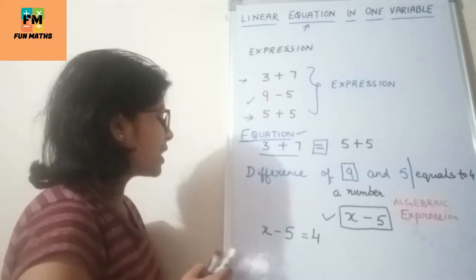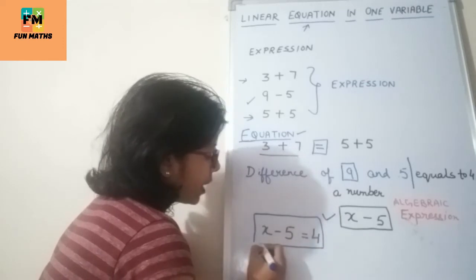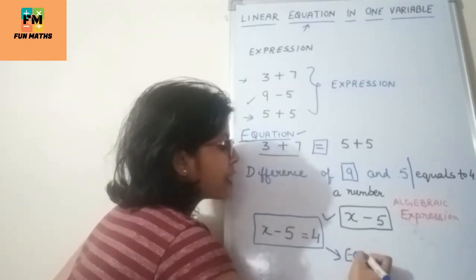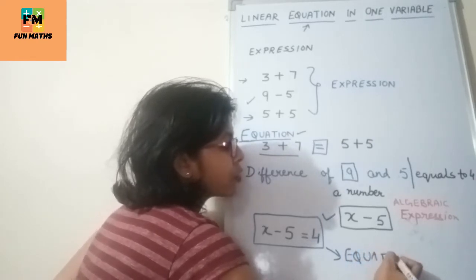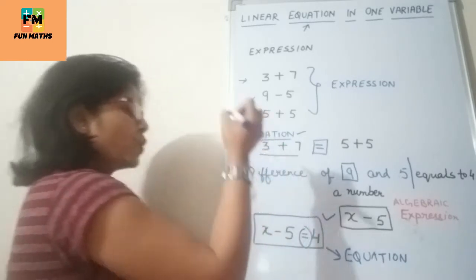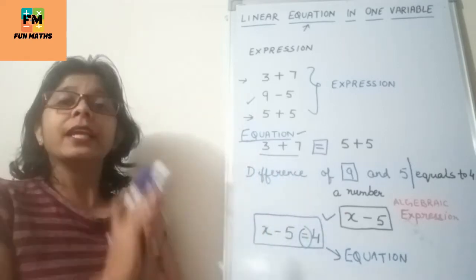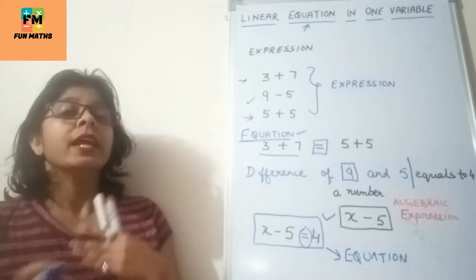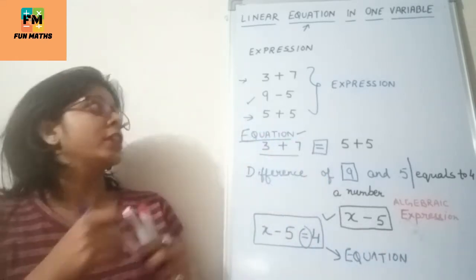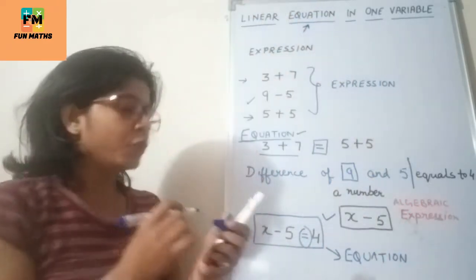Now if you see this line, it is not an expression anymore. It becomes an equation. Why equation? Because you see it contains this equal to sign. So when you find an equal to sign in an expression, it becomes what? It becomes your equation. So this is an equation. So now the word for our topic, equation, is clear to you or not?